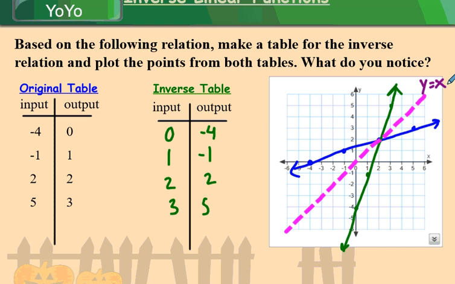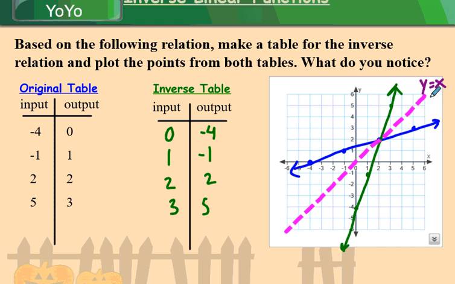Why are they reflecting across y equals x? Because I told you that inverses flip inputs and outputs, and so y equals x would be the line that no point would be reflected across. So look at (2, 2). That point didn't change because if you flip 2 and 2, it stays the same.